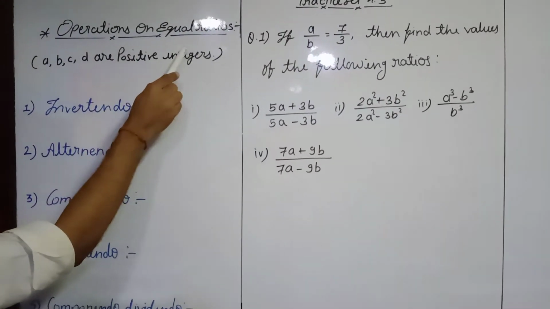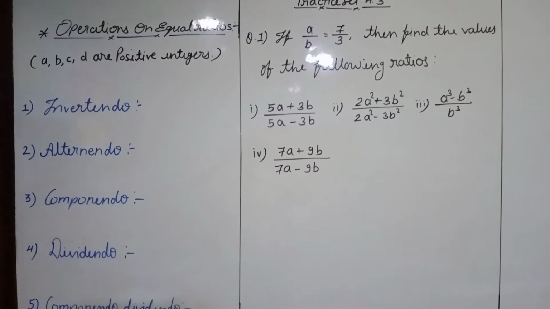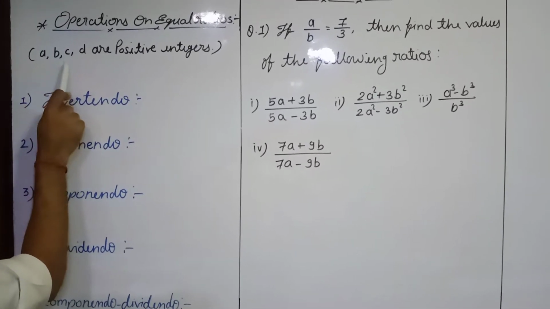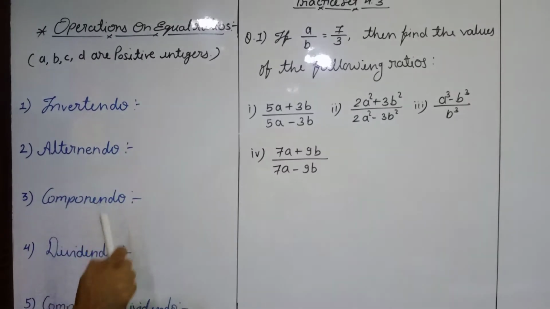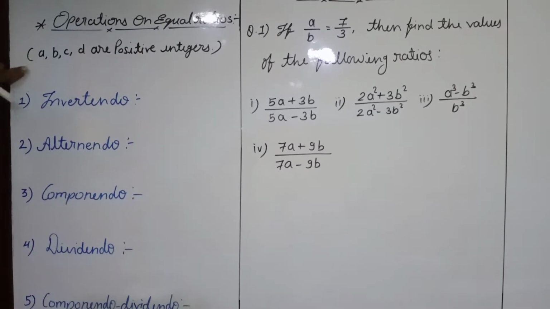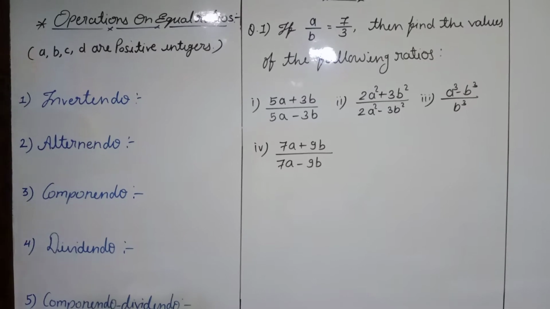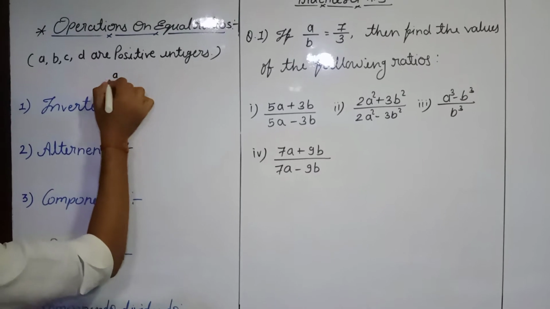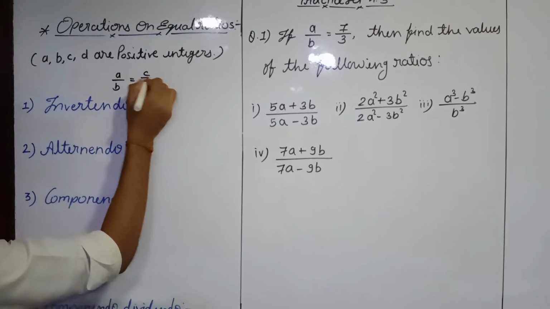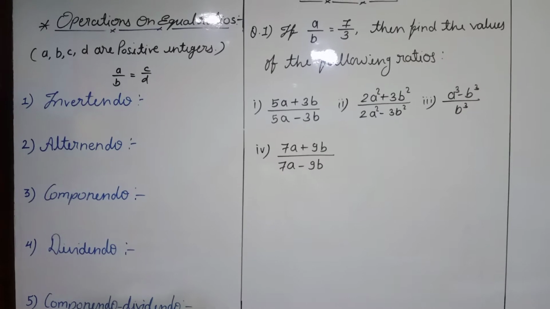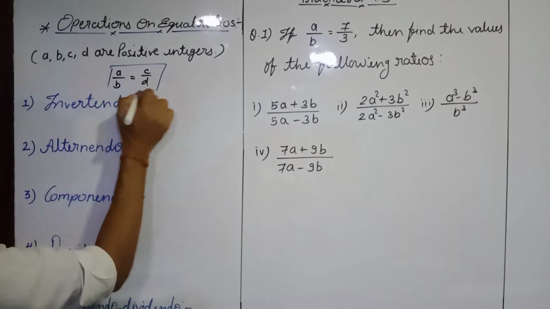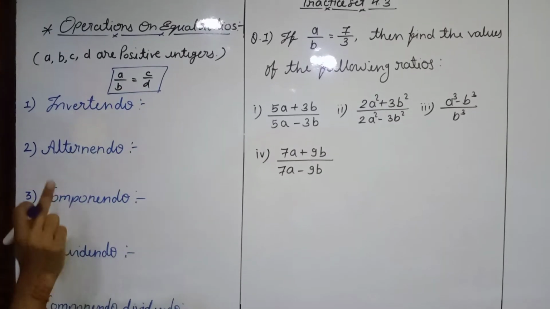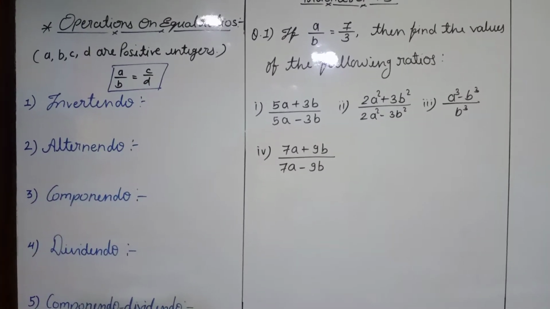Operations on equal ratio. Whenever we are talking about this, there are four things that are very important, that is A, B, C, D are positive integers. Now the question arises, what are these four, A, B, C, D? They are nothing but the terms of the two ratios, A upon B is equal to C upon D. It means here we have the two ratios A upon B and C upon D, and these two ratios are equal, meaning the values of these two ratios are equal, so we can say these two are equal ratios.